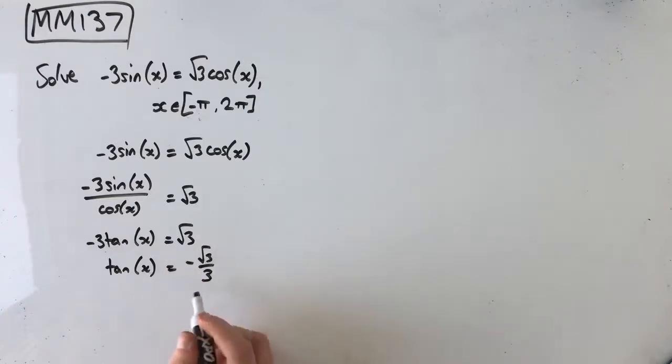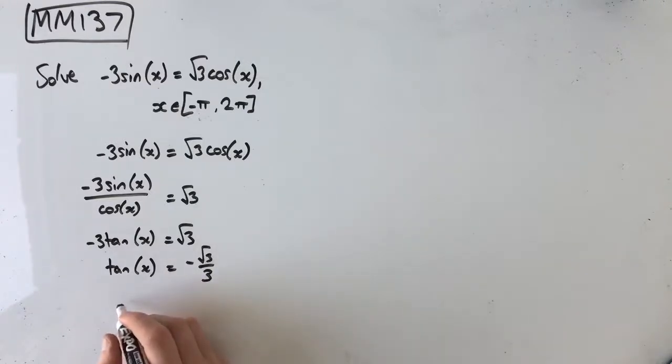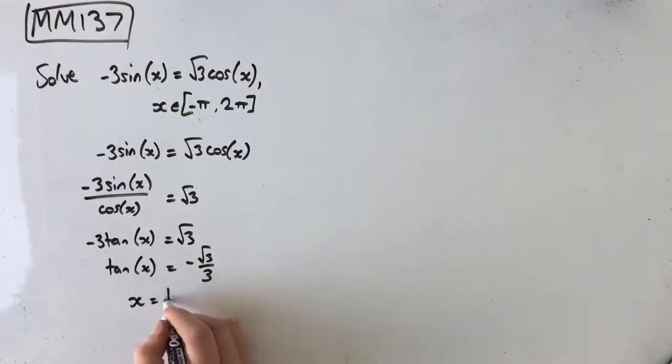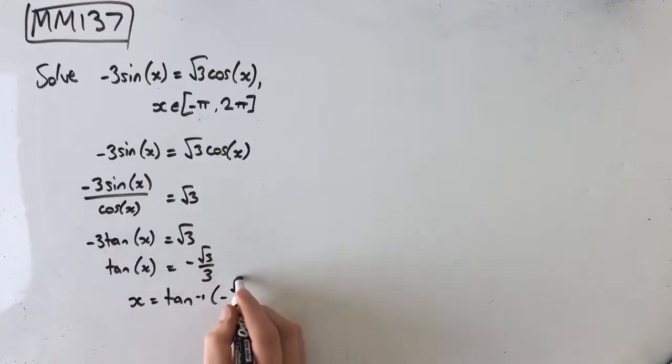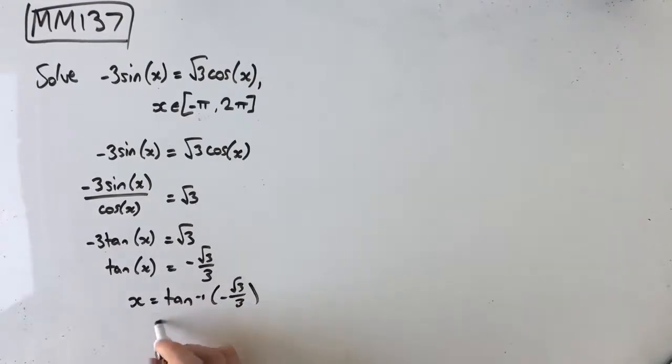Fantastic. Now, according to our exact value triangles and our unit circle, our base angle for tan x equals -√3 on 3 is π on 6. Because x is equal to inverse tan of -√3 on 3, the negative is kind of irrelevant for the base angle. We don't need to worry about the negative. Our base angle is π on 6.